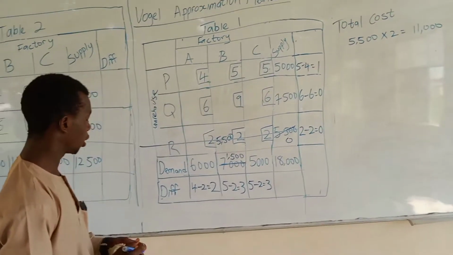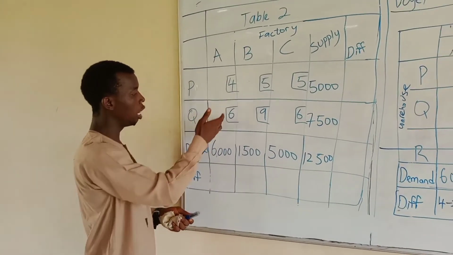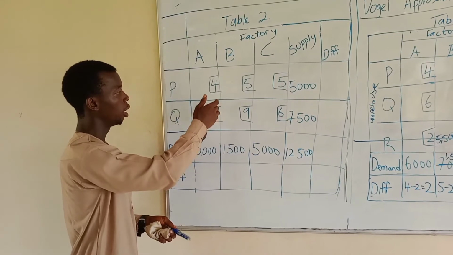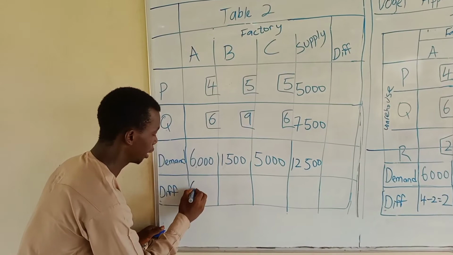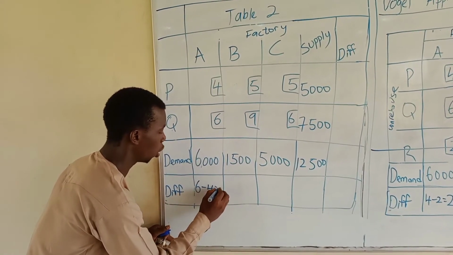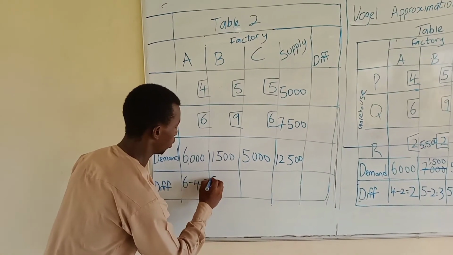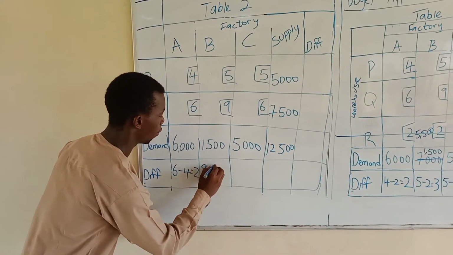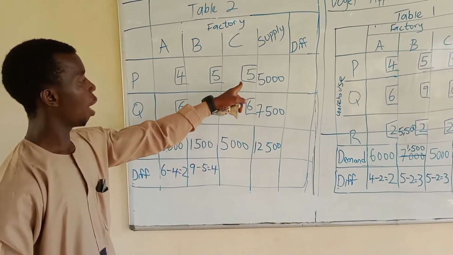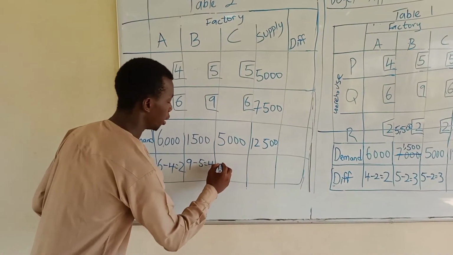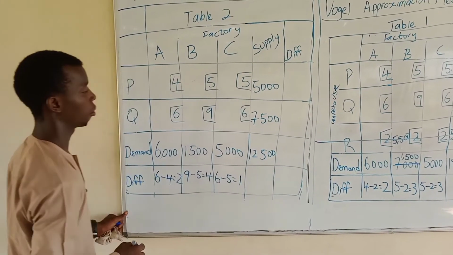So let's look for a difference here. Now we only have two initial cost units here, which are 6 and 4. So 6 minus 4 equals 2. 9 minus 5 equals 4. We have 6 and 5. That will be 6 minus 5 equals 1.